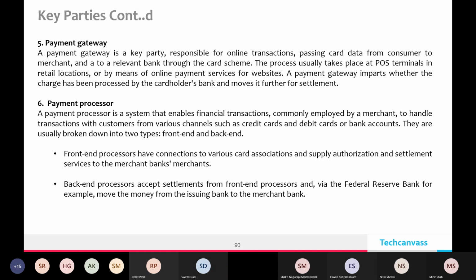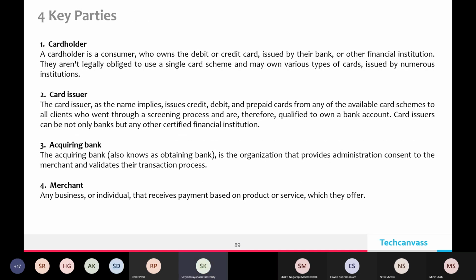What are other parties? I have a question. Sorry to interrupt. This one is regarding the card issuer. They mentioned a point that card issuer cannot be only banks but any other certified financial institutions. What are certified financial institutions?